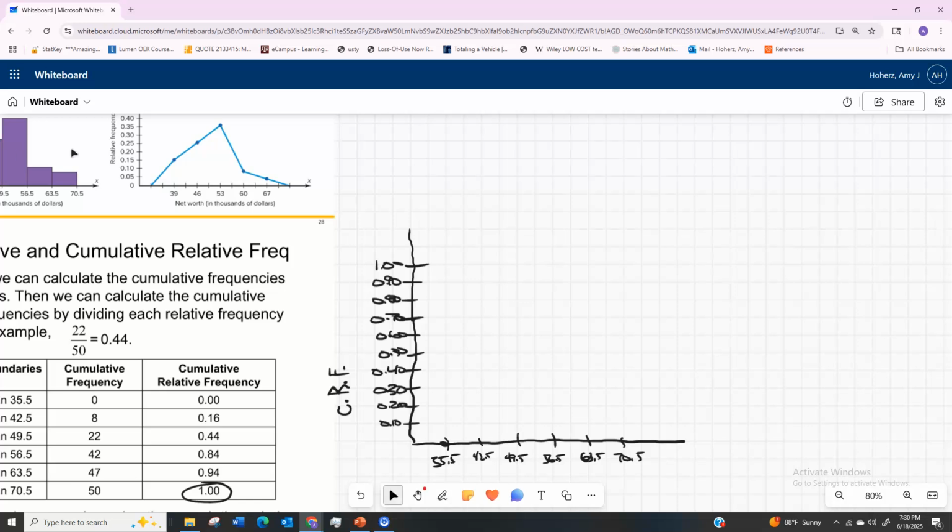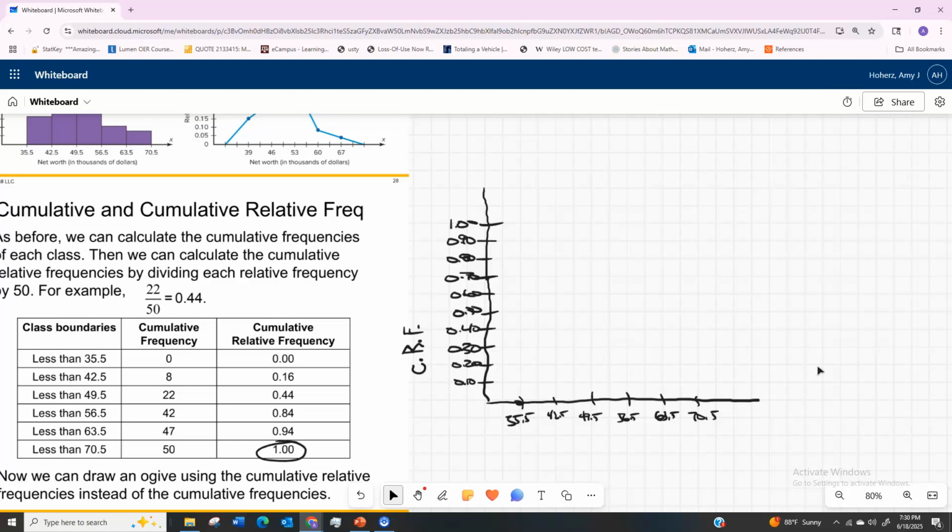Okay, and then, oops, let's slide that over just a little bit. And then at 42.5, we have 0.16. At 49.5, we had 0.44. At 56.5, we have 0.84. And then at 63.5, we have 0.94. And then 70.5 is the upper boundary for the highest class, and so we're at 1. That's everything, or 100% of the data. And then we're going to just connect the dots again.